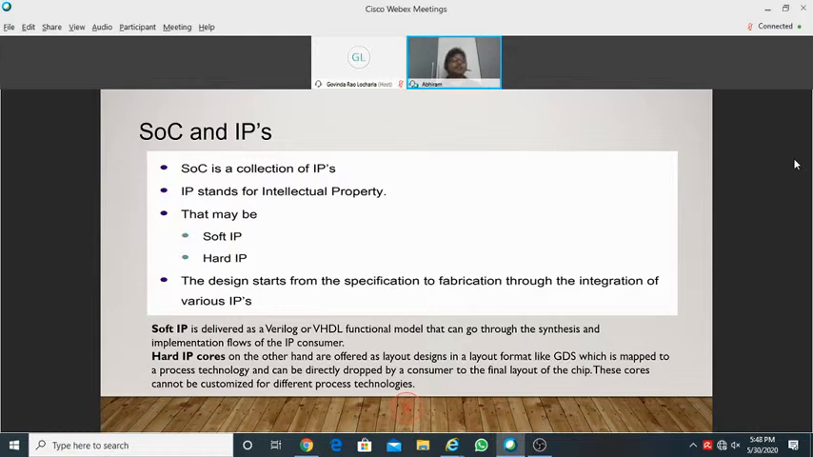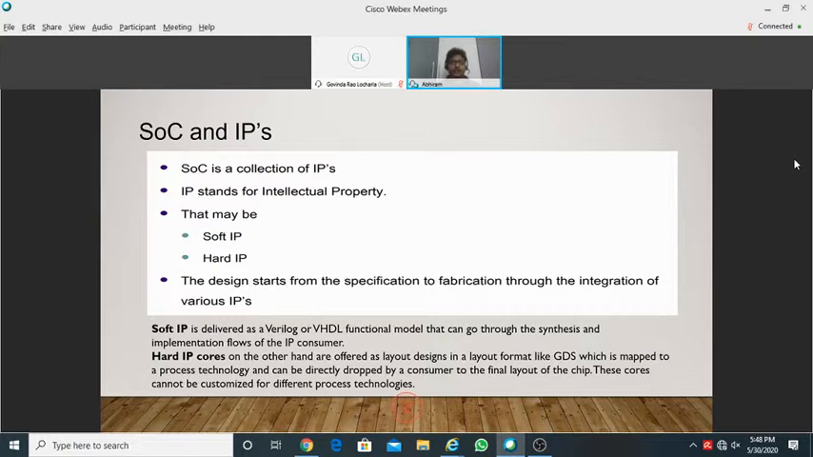Hard IP is generally process dependent. So if you are getting a 7 nanometer hard IP, it means you have to use it for 7 nanometer, and you cannot change anything in it. But soft IP is a functional model based on Verilog. So during the synthesis, you can use it as per the recommendations from where the IP is owned.